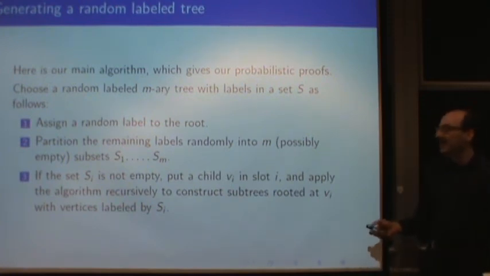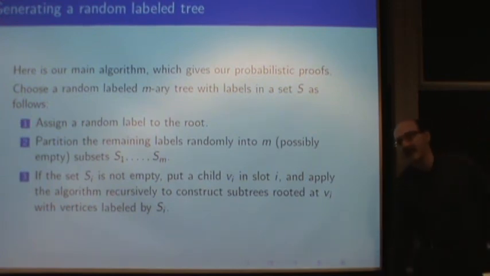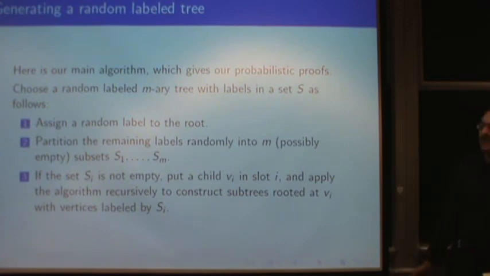Now, if a set isn't empty, put a child in that set, a not yet labeled vertex, and apply the algorithm recursively to that subtree to construct a subtree rooted there with vertices labeled by the S_i. So this is what I mean by analogous to a depth-first search. I take the root, then I construct its leftmost subtree, then its second subtree, then its third subtree, and the way I construct the first subtree is by constructing its leftmost subtree, then its second subtree, then its third subtree.